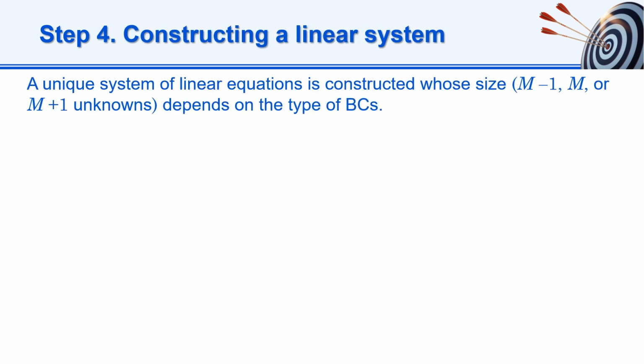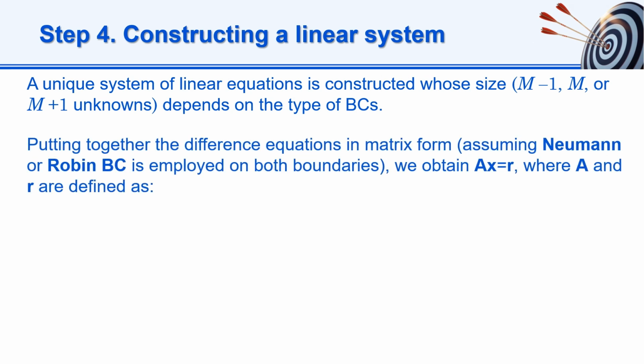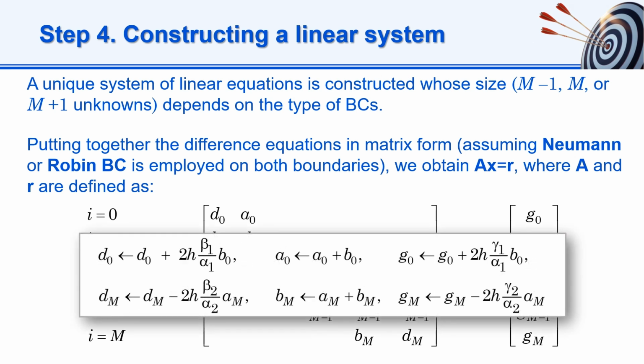A unique system of linear equations is constructed whose size depends on the type of boundary conditions. Putting together the difference equations in matrix form, assuming Neumann or Robin boundary condition is employed on both boundaries, we obtain Ax equals R, where A and R are defined as. Note that the first and last row elements presented here are modified as follows due to implementing the boundary conditions and eliminating the fictitious node values.